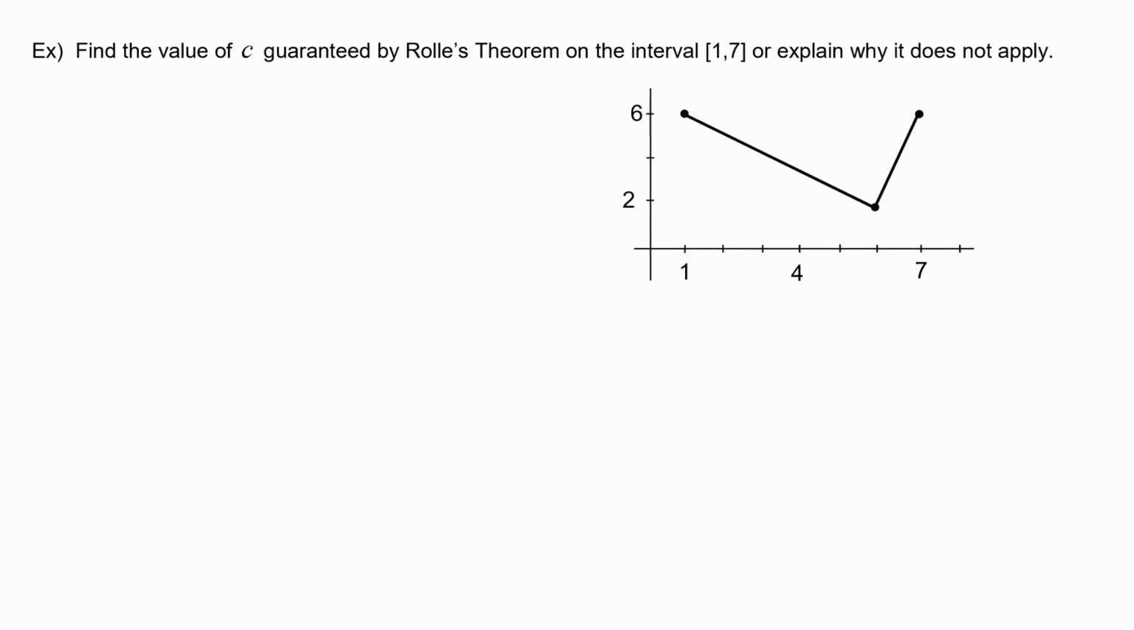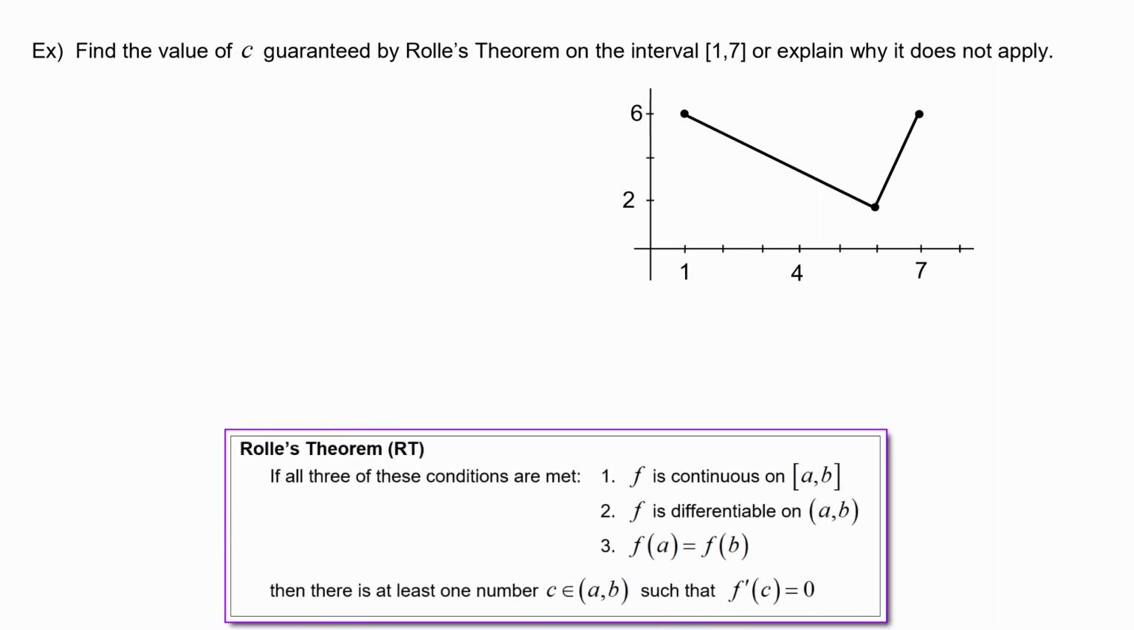In this example, find the value of c guaranteed by Rolle's theorem on the interval from 1 to 7, or explain why it does not apply. Remember, we have to satisfy all three conditions of the hypothesis in order to apply Rolle's theorem. So first up, we need to verify that f is continuous on the interval we care about, which is the closed interval from 1 to 7. Because we have the graph, we can see that we are able to draw the entire graph without ever having to pick up our pencils.